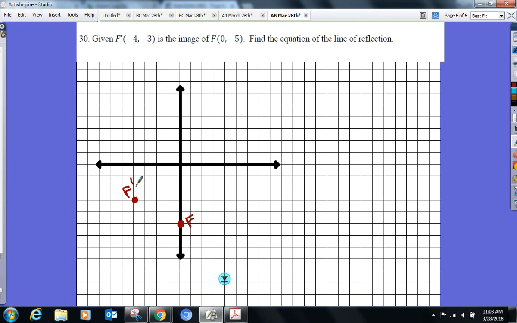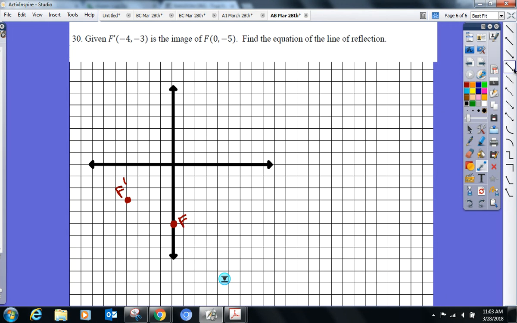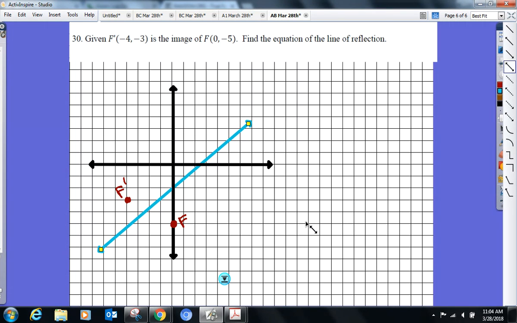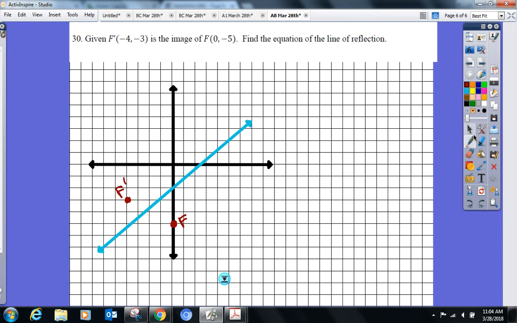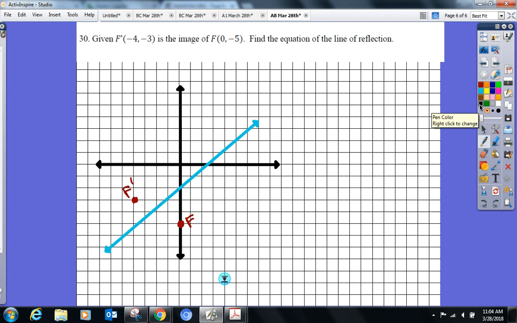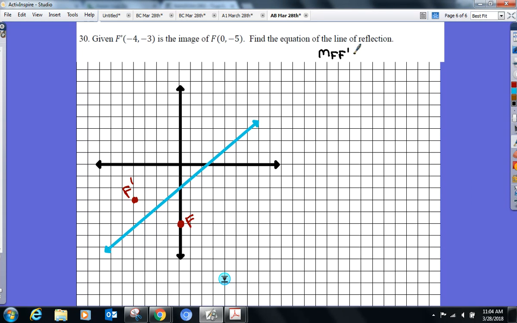All right, so let's review. Wherever this line is going to be, it's going to be the what of F and F prime? When I draw this line of reflection in here, that line is acting as the what for F and F prime? Perpendicular bisector. So let's take care of the perpendicular part first. First thing I need to find is the slope of F F prime. So what is the slope from F to F prime?